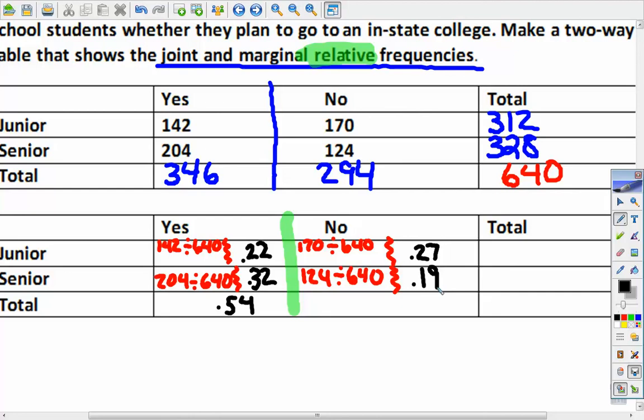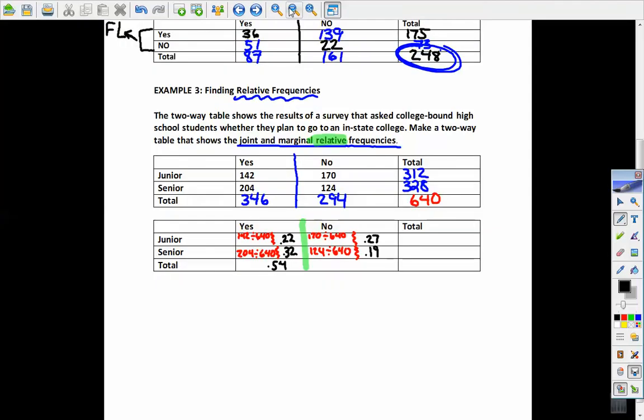I want you to go ahead and take a look with me at these totals now. So help me with this right here. Let's go across. Let's go rows first. 0.22 plus 0.27. What is that? 0.49. How about 0.32 plus 0.19? 0.51. Let's do the column down here. 0.27 plus 0.19.